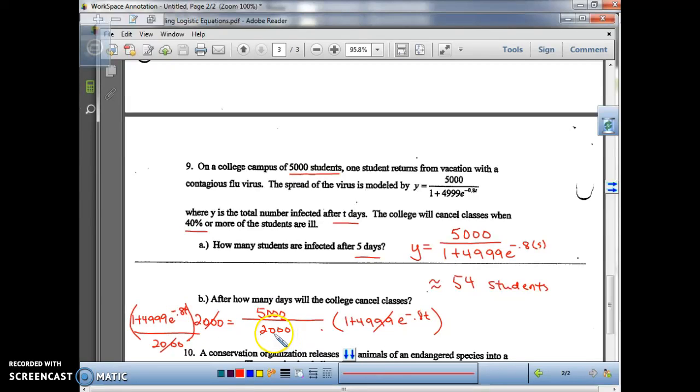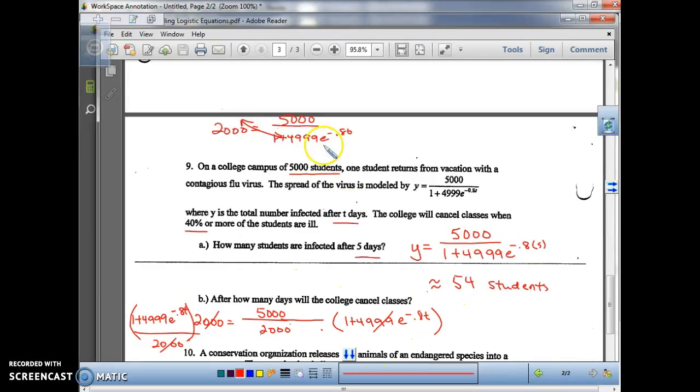So, could I not have just started at the very beginning? 2,000 is equal to 5,000 over 1 plus 4,999 e to the negative 0.8t. Could I not have started just by exchanging these two? Yes. It's going to save you time, save you writing, and it works every single time. A lot of y'all know that property, but some of you don't. It's what happens with proportions. You have a fraction equal to a fraction, and you can exchange those two. So just memorize that. I wanted to show it to you once, though, mathematically, so you see it's legit. I'm not just making something up.